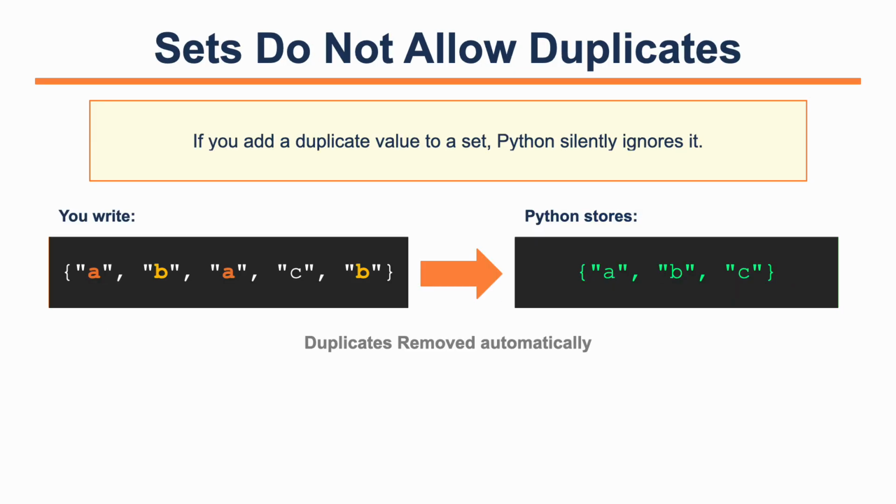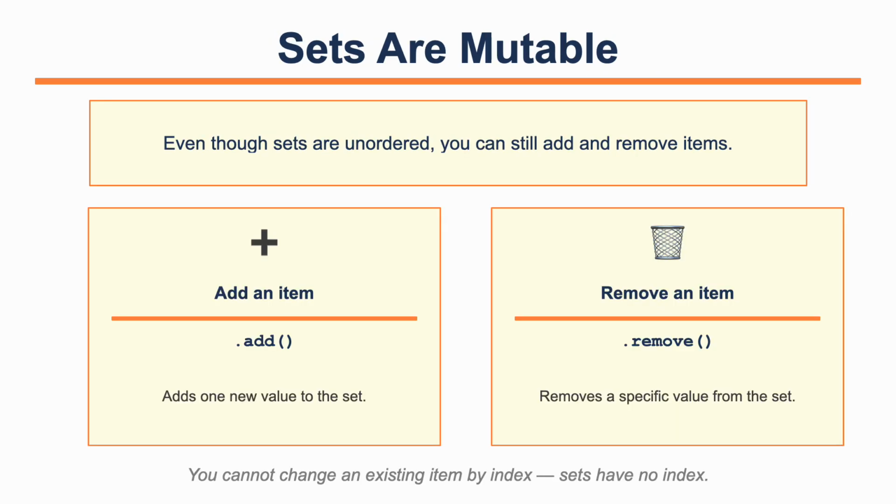If you write duplicate values inside a set, Python removes the extras automatically. No error is raised. The set keeps 1 copy of each unique value and quietly discards everything else. This automatic removal of duplicates is one of the most practical things about sets. Sets are mutable even though they are unordered. The add method lets you insert a new item. The remove method lets you delete an existing one. What you cannot do is update a specific item by position, because sets have no index. You can only add or remove whole values.